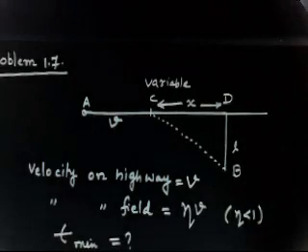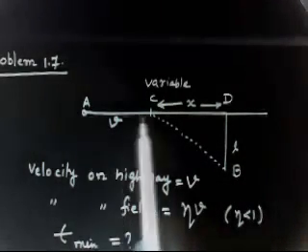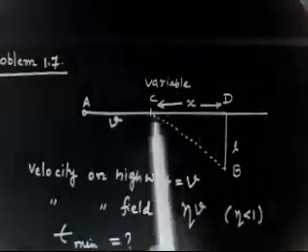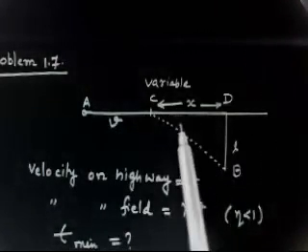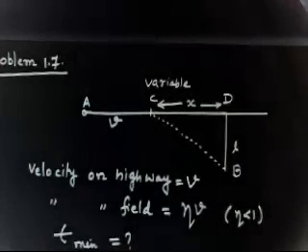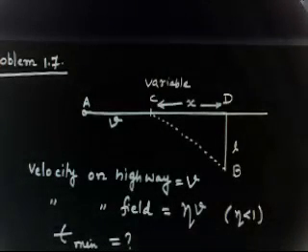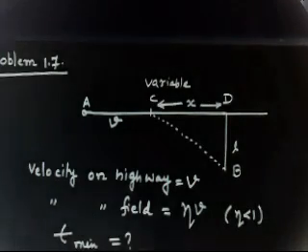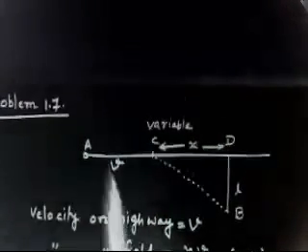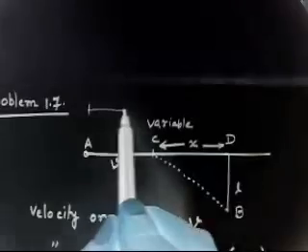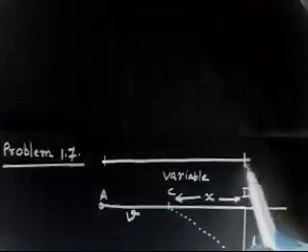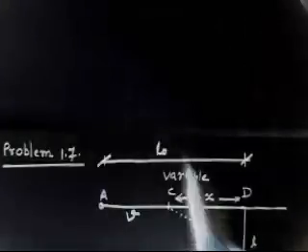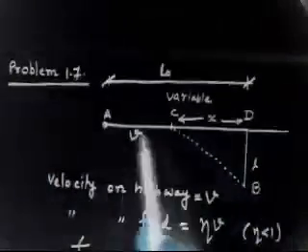So what will you have? What is the time required? This total distance is not given in the problem, so let us say, just wait for a minute, let us say this distance from A to D is L0. So this distance is L0 minus x.